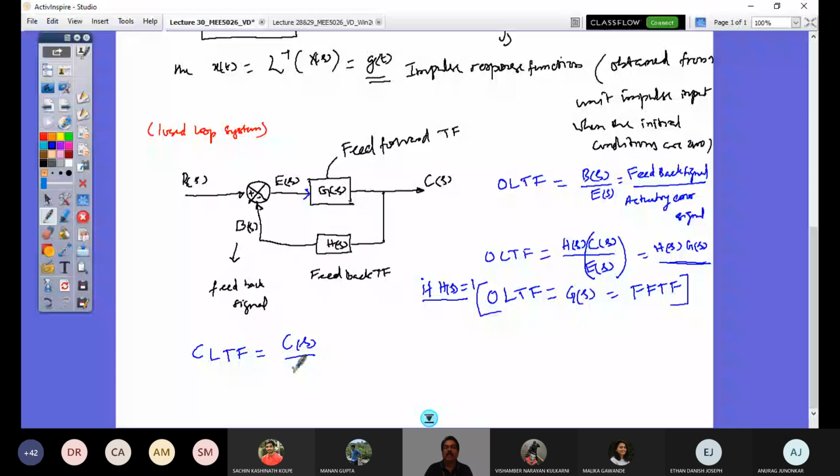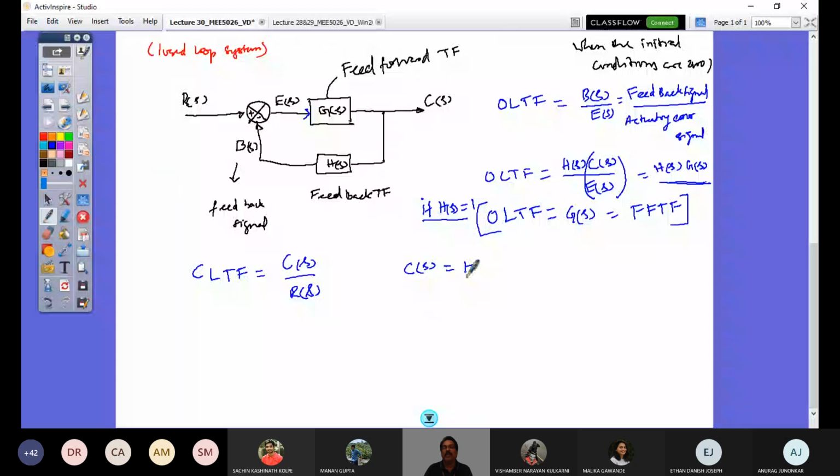So this can be derived nicely again from the system. What is C of S? This C of S would be E of S into G of S. And what is R of S? Before substituting here, let me just play around with this. What is E of S? E of S is my input subtracting my feedback signal. So that's going to be R of S minus B of S, within bracket, into G of S.